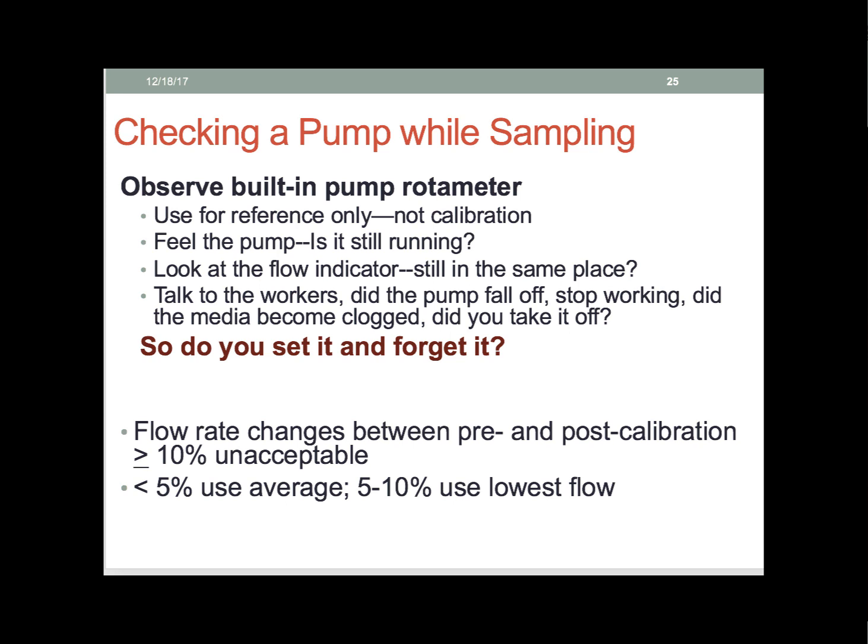Again, we need to do our pre and post calibration. If the difference between the pre and the post is greater than 10%, it's considered unacceptable. You throw it out or use the lowest flow. If it's between 5 and 10, AIHA says use the lowest flow. If it's less than 5, then we can use the average.